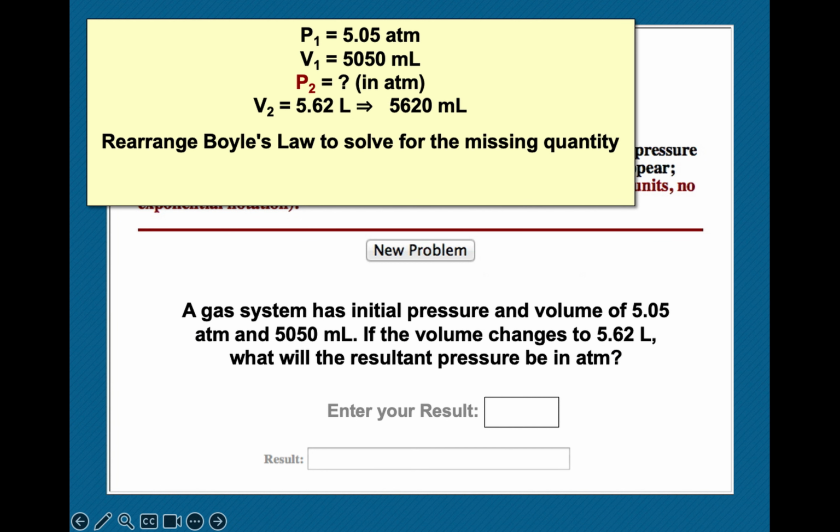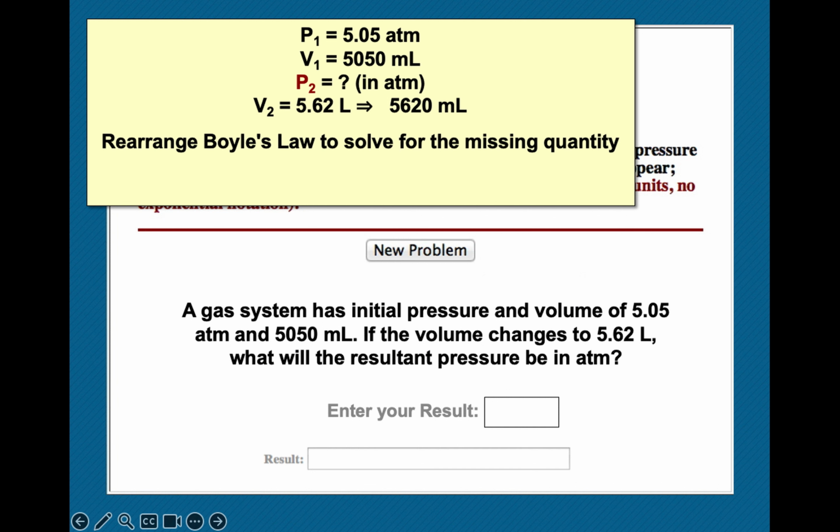P1, the initial pressure, 5 atmospheres, no problem. V1, 550 mils, again, no problem. We're looking for the final pressure, that's P2, in atmospheres, so that's good. And finally, our V2 was given in liters, multiplied by 1,000 to get milliliters, so they match. You could also convert this to liters, it doesn't matter. It's going to cancel, remember?